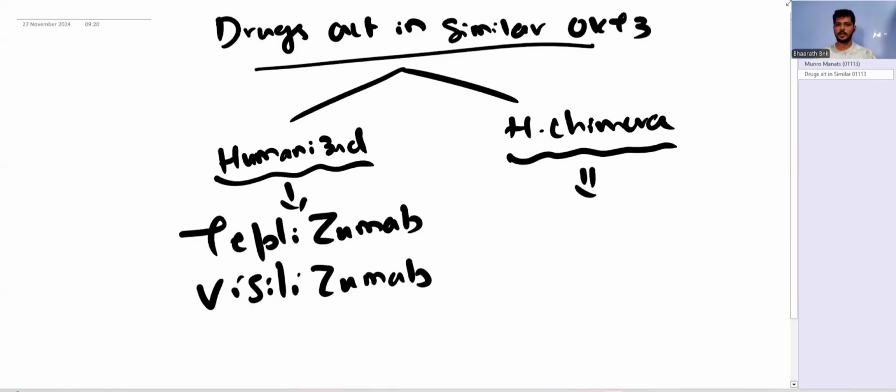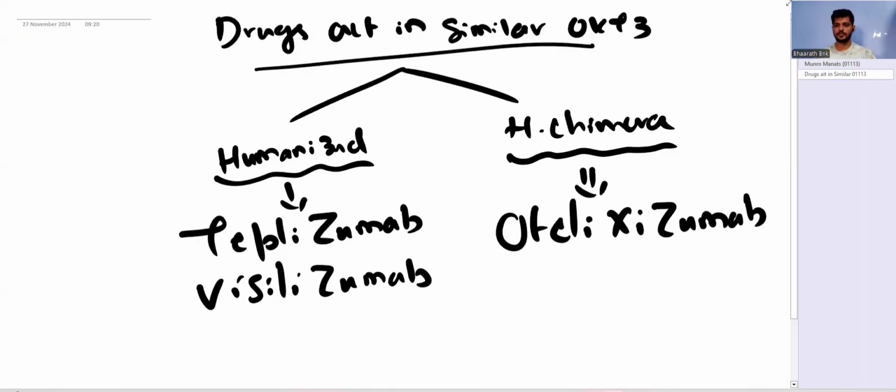And humanized chimera is otelixizumab. So these are the drugs which have a similar action to that of OKT3. They are not yet introduced into the standard regimens, but they can be considered.